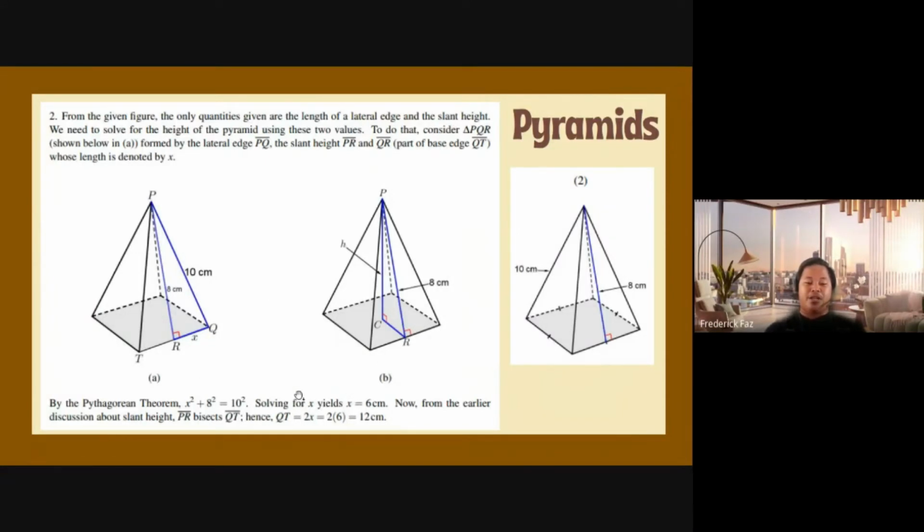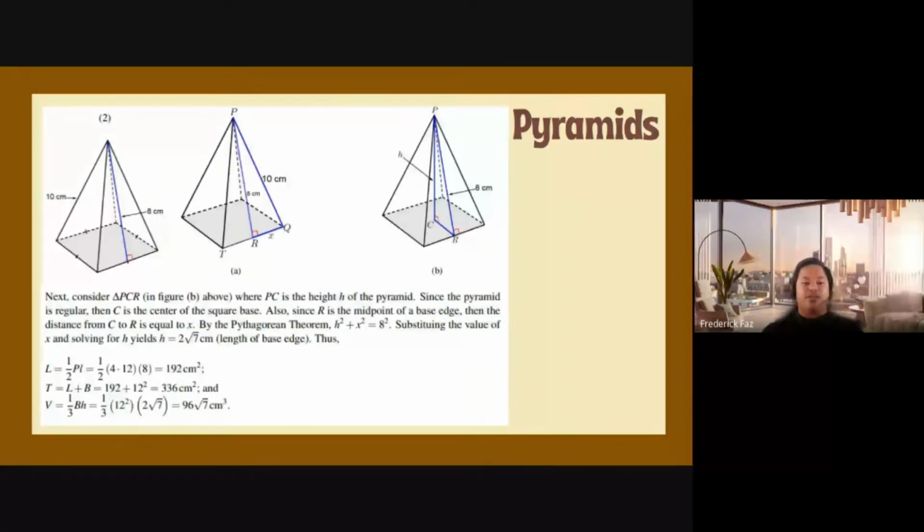So, by Pythagorean theorem, 10 squared minus 8 squared since the 10 is the hypotenuse of the right triangle. So, we have now 36 since 10 squared minus 8 squared. So, 36 and the square root of 36 is 6. And therefore, this length is twice this measure since it is half, right? And since this is 6, QT will become 12. So, in this solution.